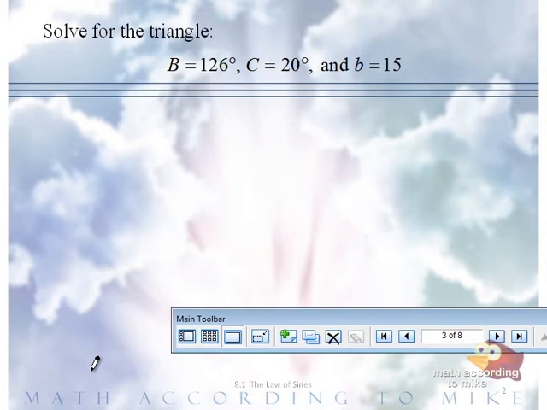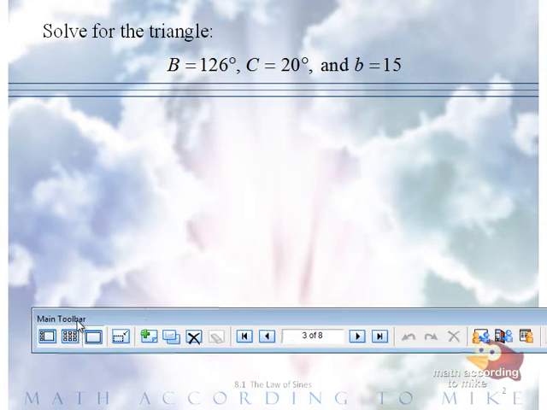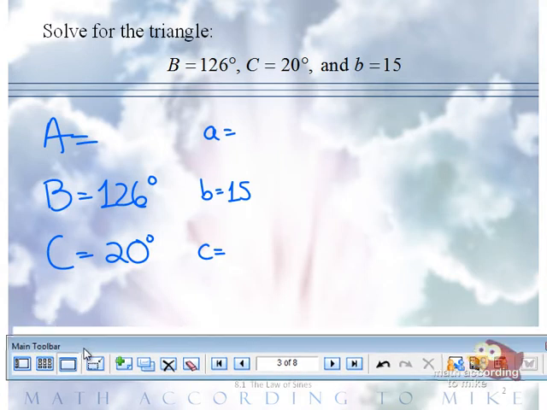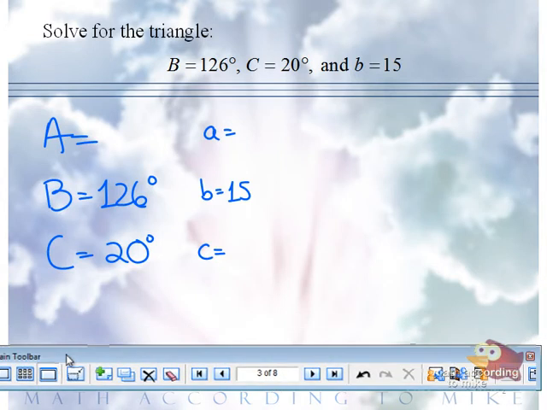Solve for the triangle. Angle B is 126, C is 20 degrees, and little side b is 15 units, whatever these units are. If you need to draw a picture, draw a picture. At minimum, make a chart. So drawing a picture, completely optional. Up to you.